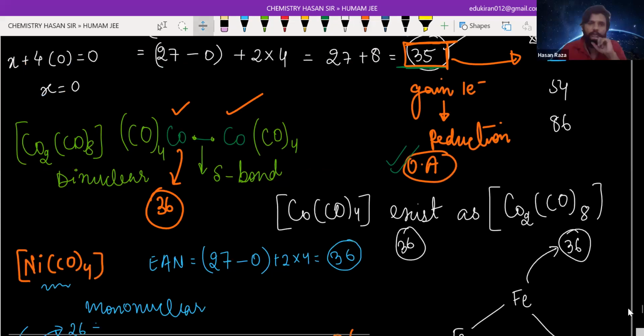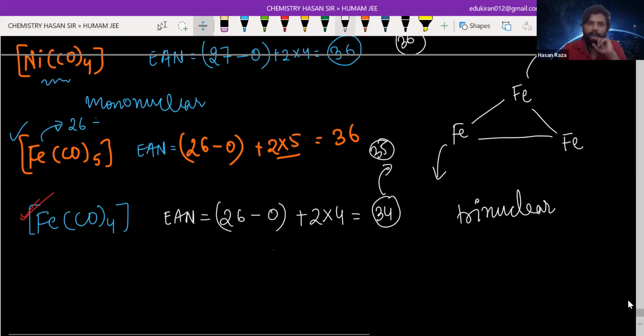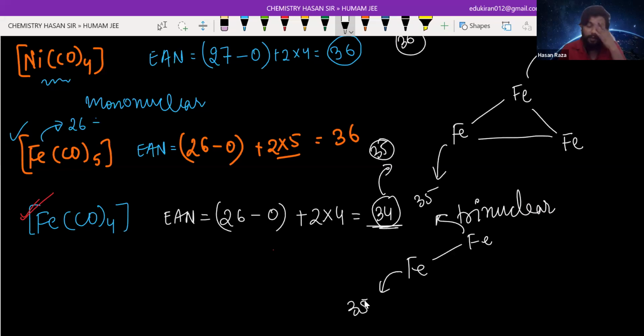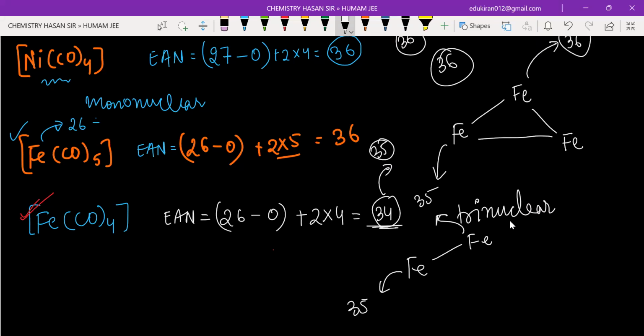So as you can see, for iron, you got the EAN 34. So one iron will combine with another one. So now it will have 35. Yes or no? From 34 to 35. But we need 36 EAN. The value of EAN should be 36, right? Yes. So this will combine with another one.